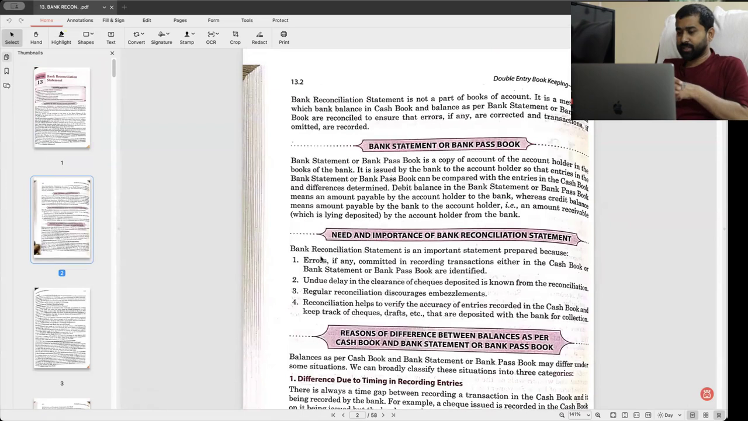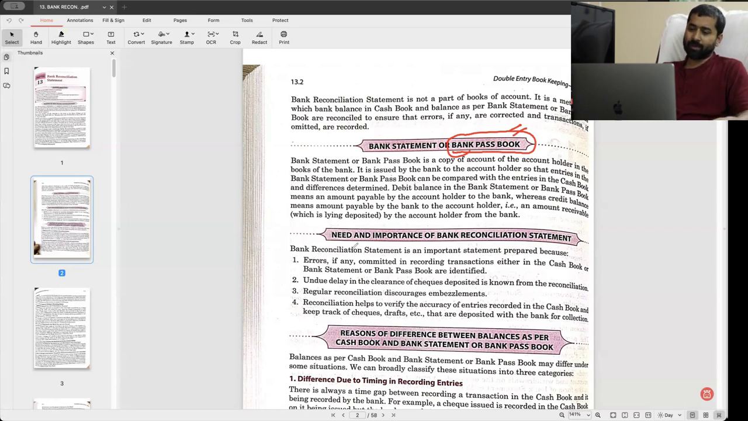When we are doing a bank reconciliation statement, our main motive is to find out the discrepancies between the passbook and the cash book. The bank maintains one book, known as the passbook, but the company maintains a book known as the cash book. Okay. Now, the need and importance of the bank reconciliation statement. Very, very important from an MCQ point of view.